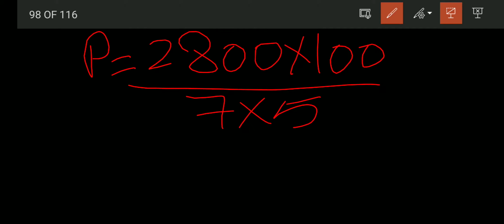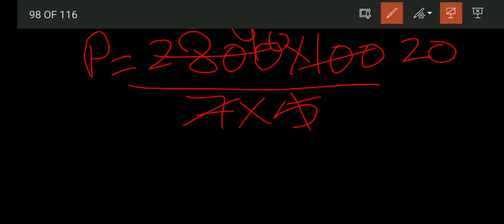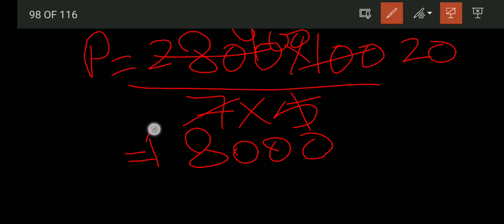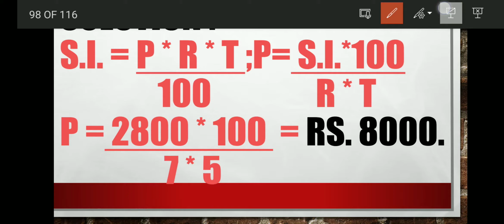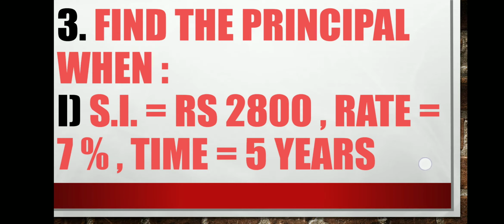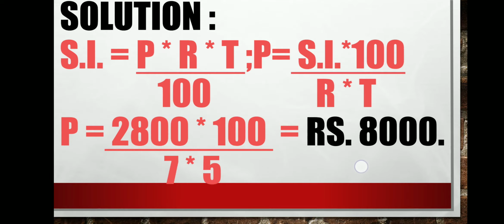Now we'll cancel 5, 20 times, then 7, 400 times. So it will be 4 2s are 8 and 3 zeros. So that is rupees 8000. So what is principal? Principal is rupees 8000. Now this is 8000, the principal. Got it, children?